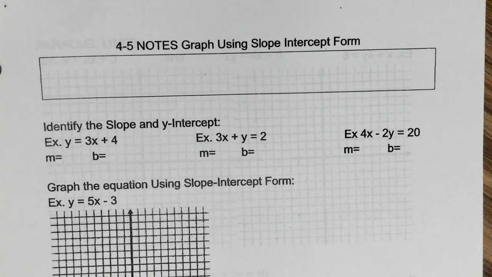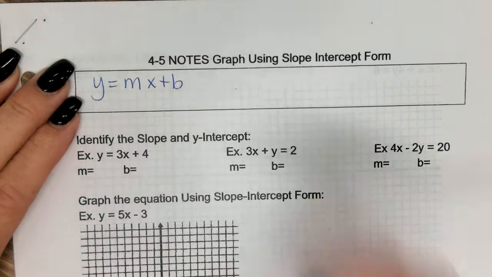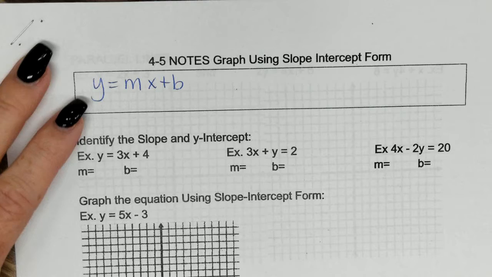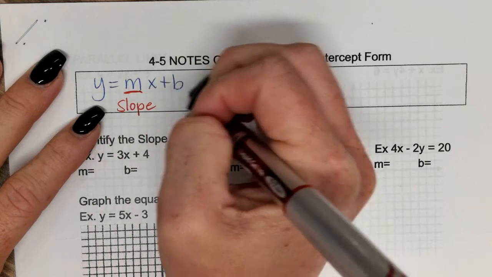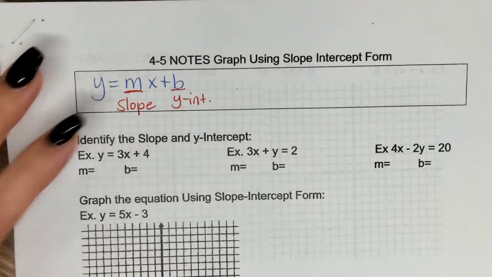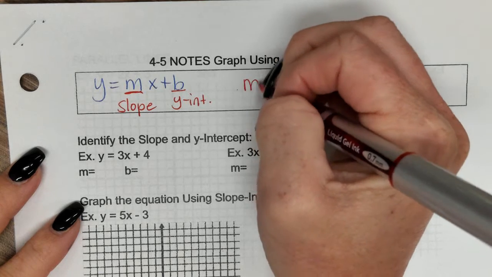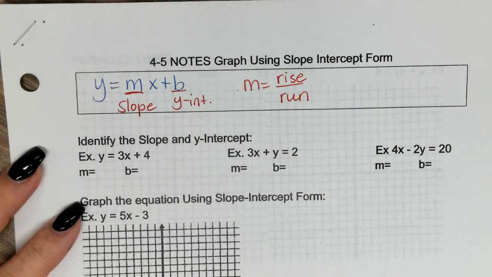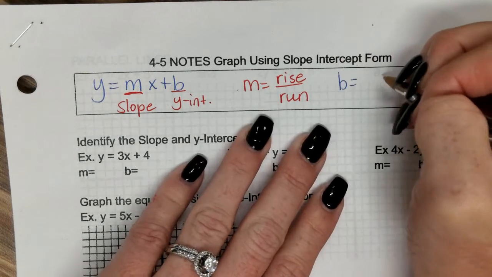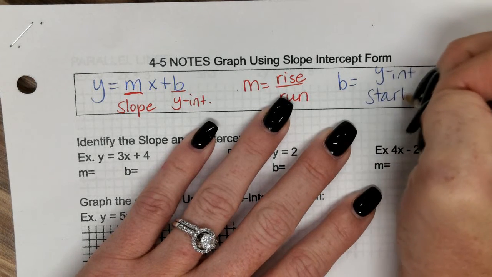So here we go. At the top of your notes, I want you to write y equals mx plus b, and we have gone over this multiple times. The m is the what? The slope. The b is the y-intercept. All right, when we're talking about slope on graphs, how did we learn to find the slope? Rise over run. And the b is the y-intercept, which is your starting point.